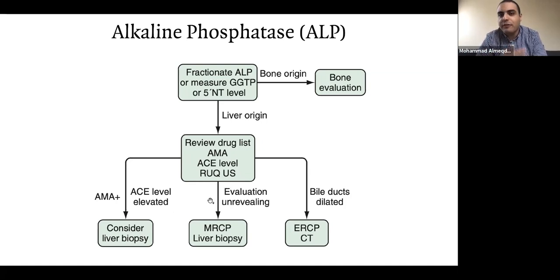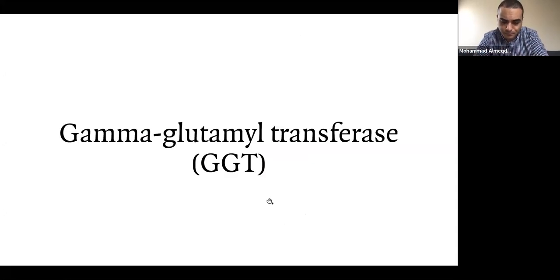And then finally, if everything is negative, then you do an MRCP. The reason is because sometimes you can have primary sclerosing cholangitis that can be intrahepatic, that is inside the liver. It's not visible on the ultrasound. And then you want to look for that, okay?